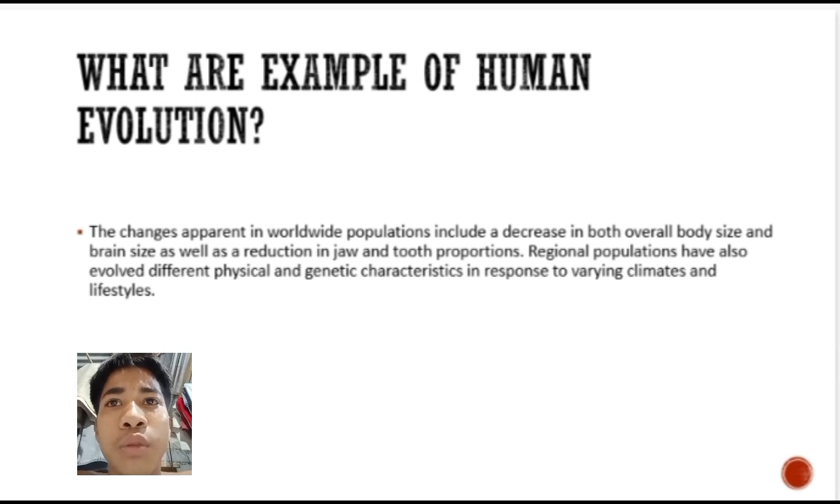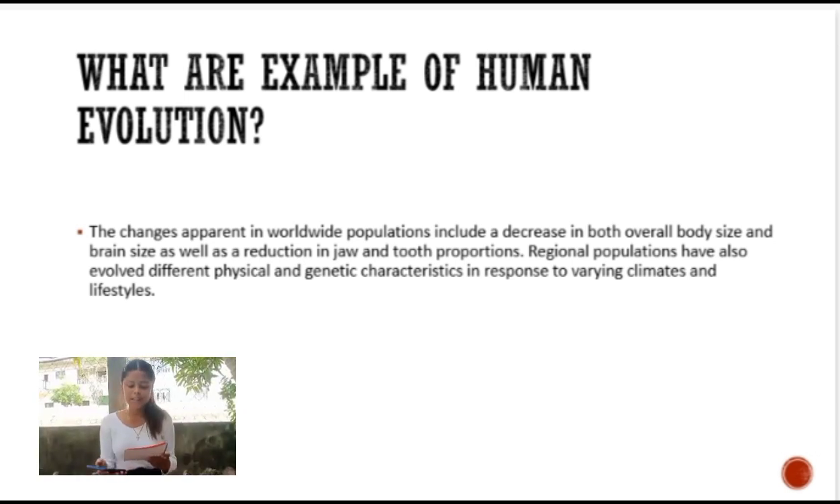What are examples of human evolution? The changes apparent in worldwide population include a decrease in both overall body size and brain size, as well as reduction in jaw and tooth size. Regional populations have also evolved different physical and genetic characteristics in response to varying climates and lifestyle.